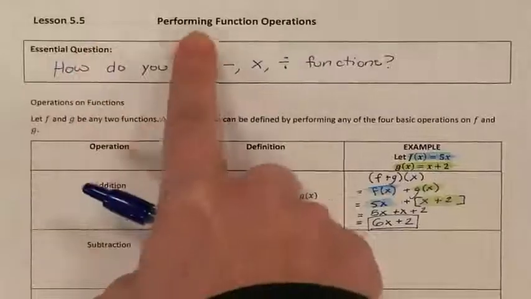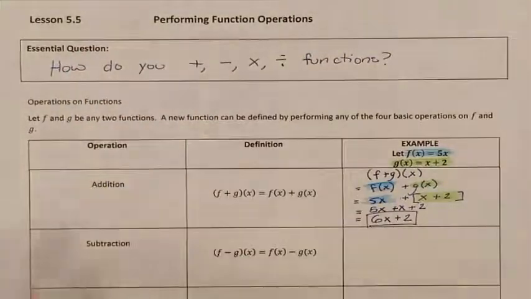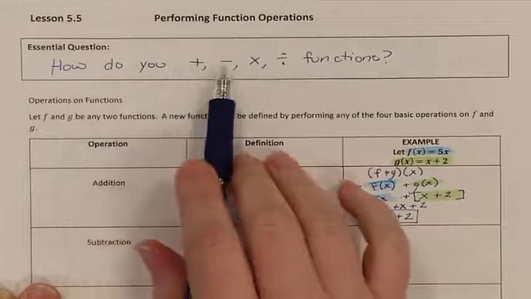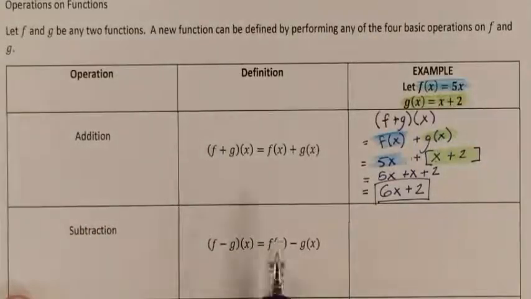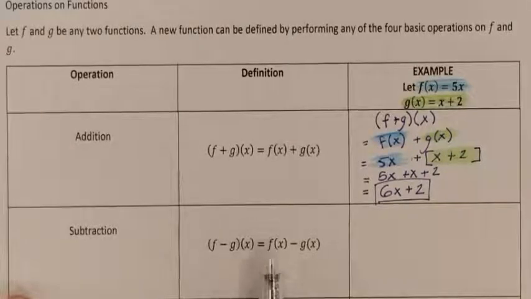Lesson 5.5, Performing Function Operations. Our essential question: how do you add, subtract, multiply, and divide functions? Today we're going to be looking at subtraction. If I'm going to form an f minus g rule of x, I'm supposed to take all of f and then subtract all of g.